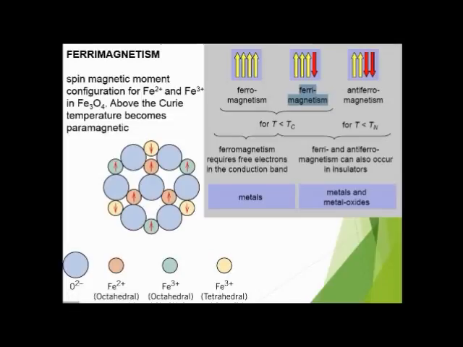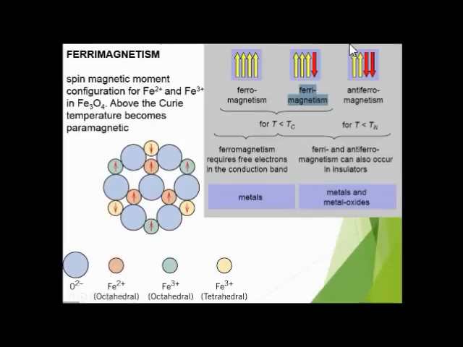So ferromagnetism requires free electrons in the conduction band, but ferri and antiferromagnetism can occur in insulators also. This is the main important part to think about: ferri and antiferromagnetism can also occur in insulators because they don't require any free electrons in the conduction band. And we can find these types of magnetic materials in metals and metal oxides. But if you consider ferromagnetism, we have to take metals where we can find free electrons in the conduction band.